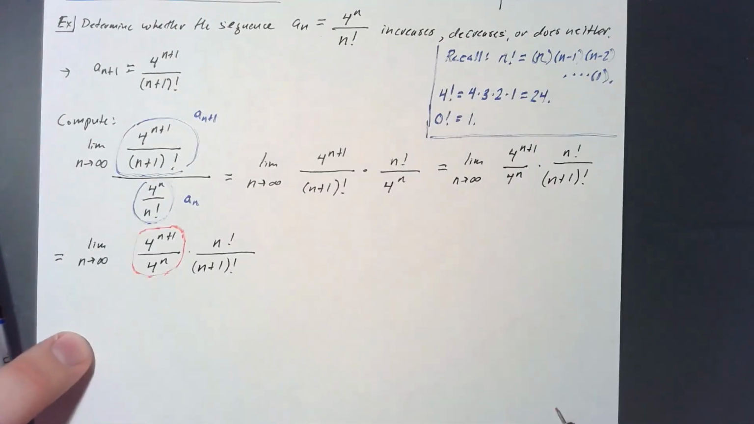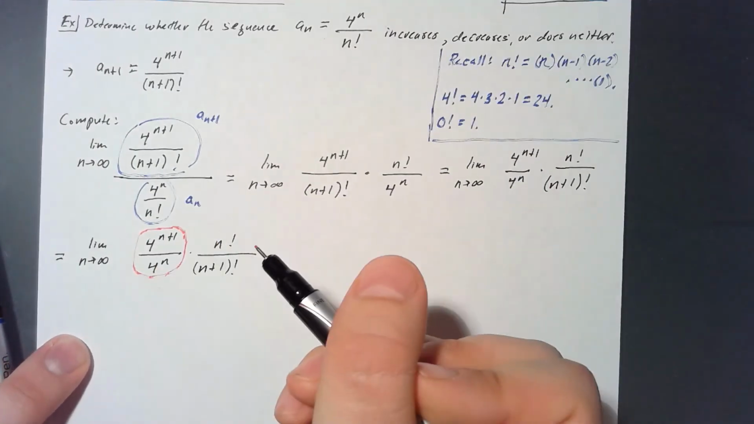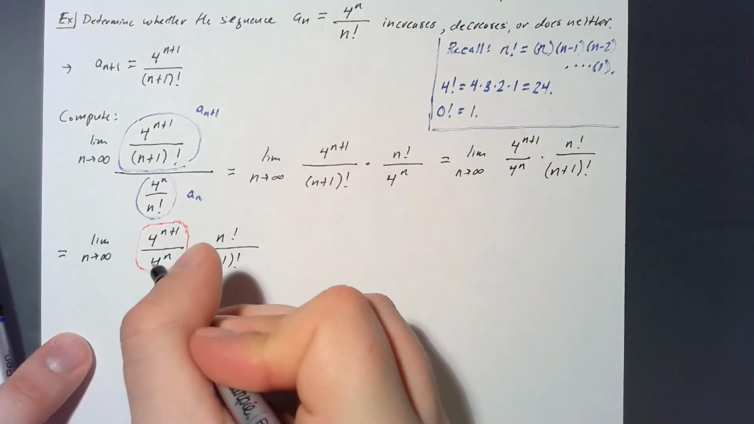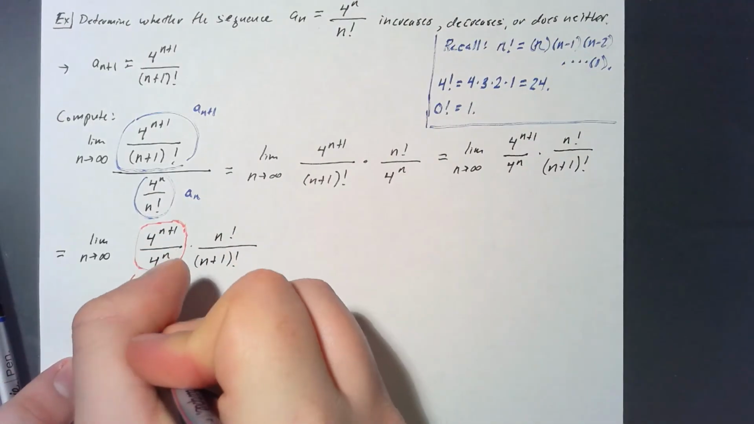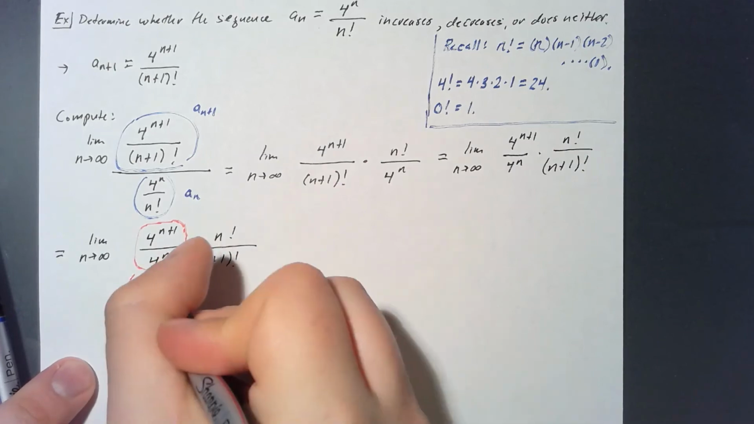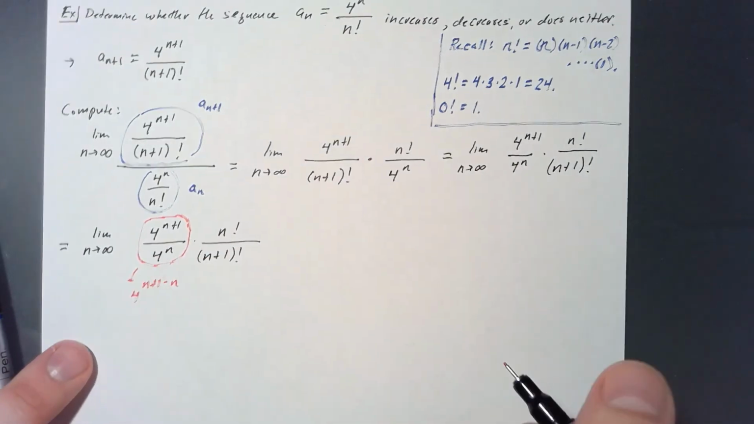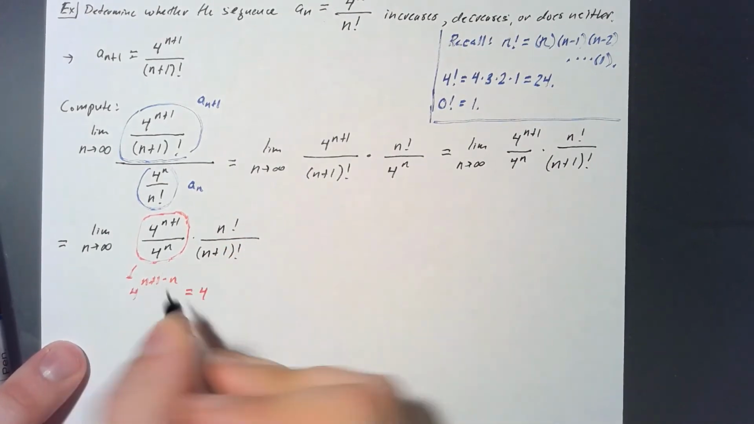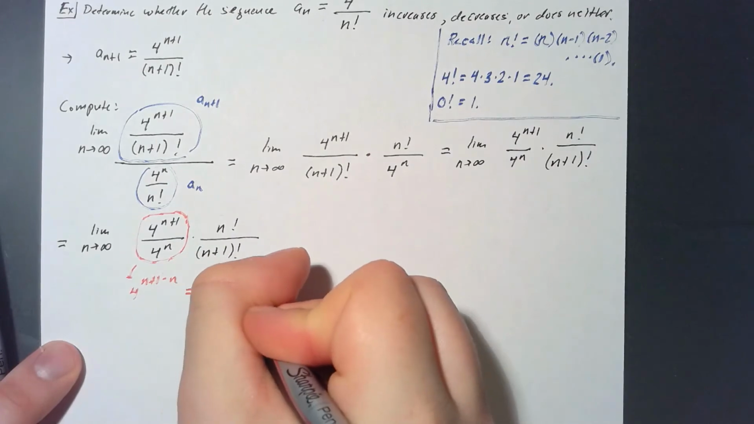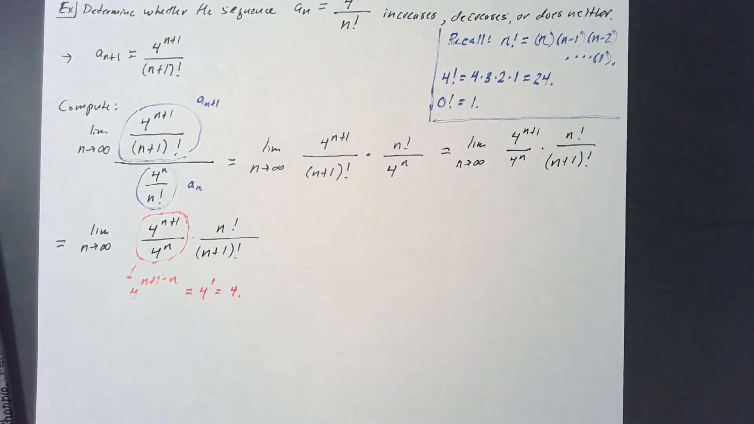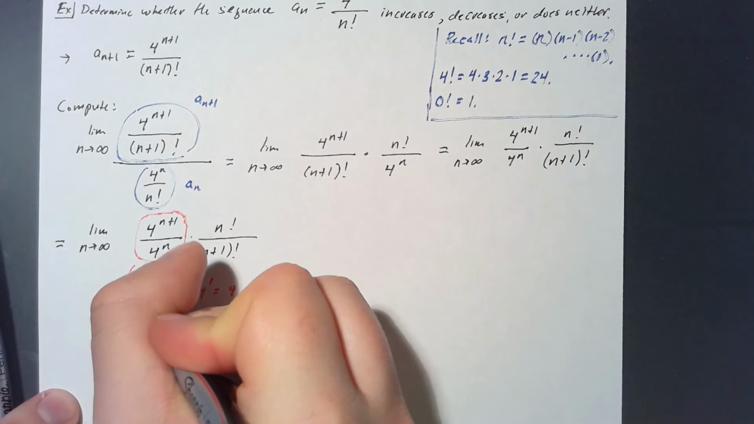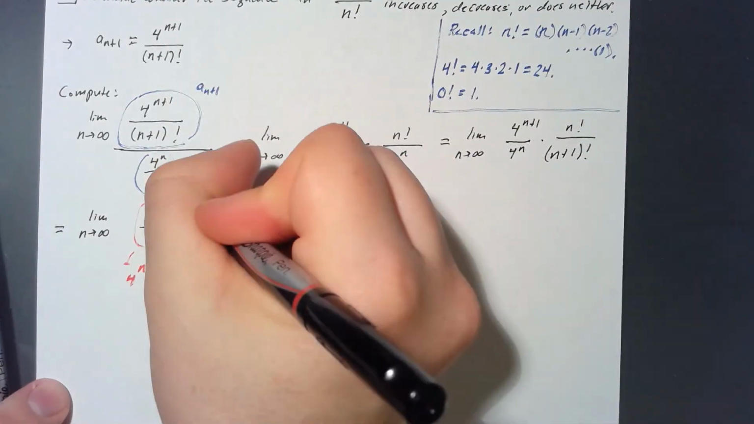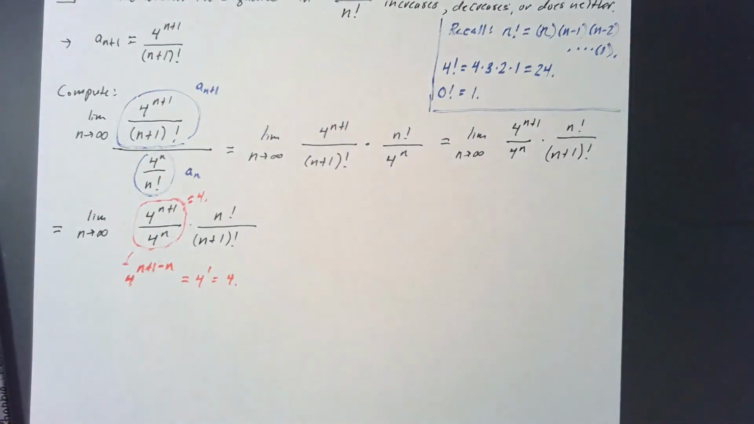What does that go to? All right, so you could just use properties of exponents. This is 4 to the n plus 1 over 4 to the n. So that's going to be what? 4 to the n plus 1 minus n power, using properties of exponents. So that gives you 4 to what power? The n's cancel. So I just have 4 to the first power, which is 4. Just using algebra, this becomes 4. All right, well that's easy.